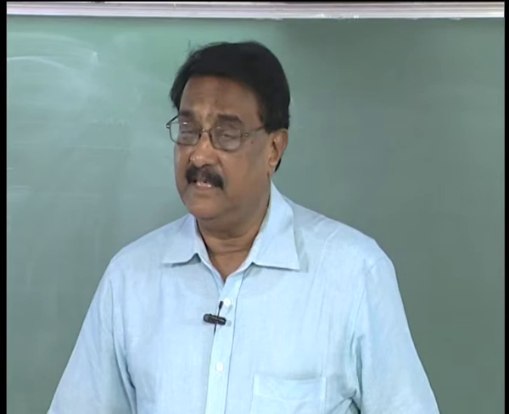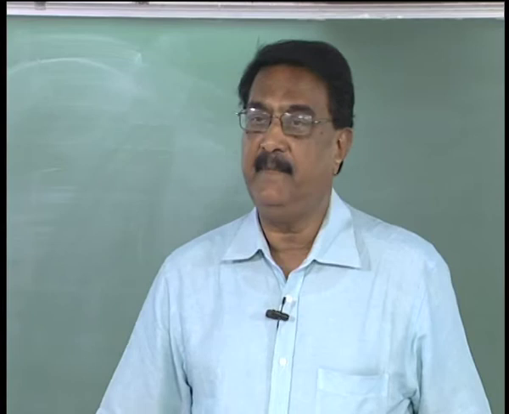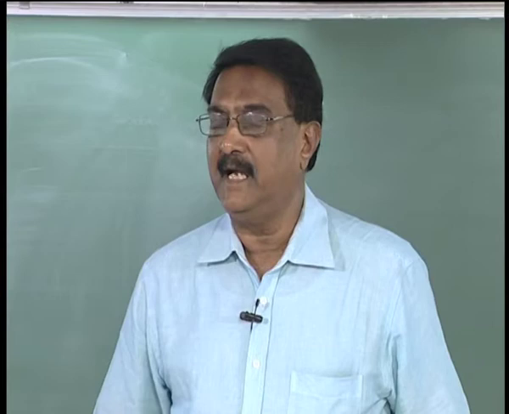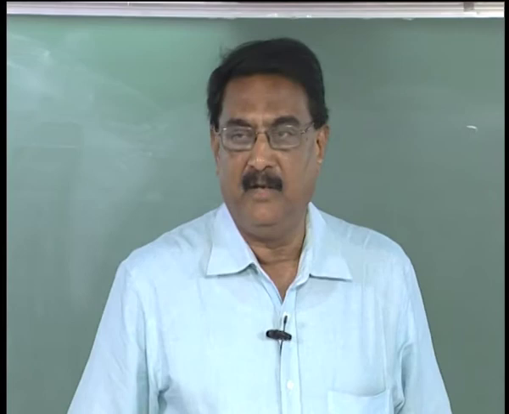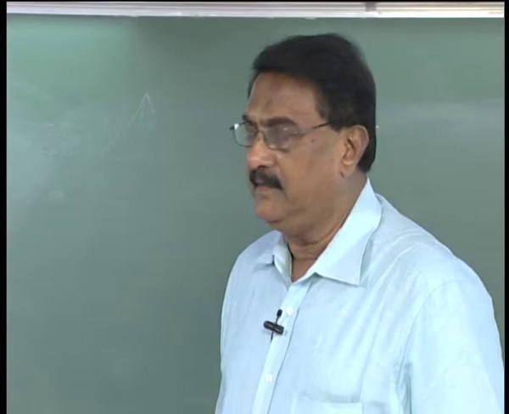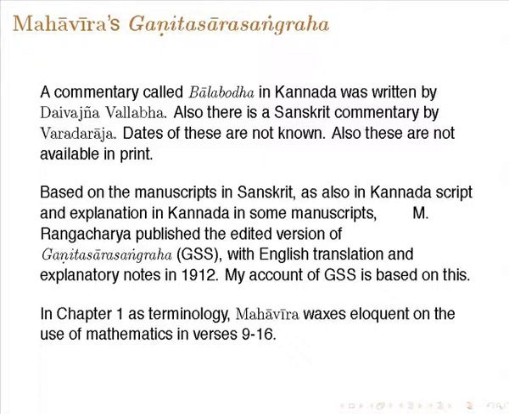He has translated, and he has done a very good job; he has explained very patiently all the verses, examples and all that, in modern notation. And why there are various manuscripts in Kannada is understandable, because Mahavira belonged to the Karnataka region, so it became very popular there. So naturally many of the manuscripts are in Kannada, but there are some Telugu manuscripts also. Whatever is available, Rangacharya used and published this edition. Now in chapter 1, which is terminology basically, Mahavira waxes eloquent on the use of mathematics in verses.